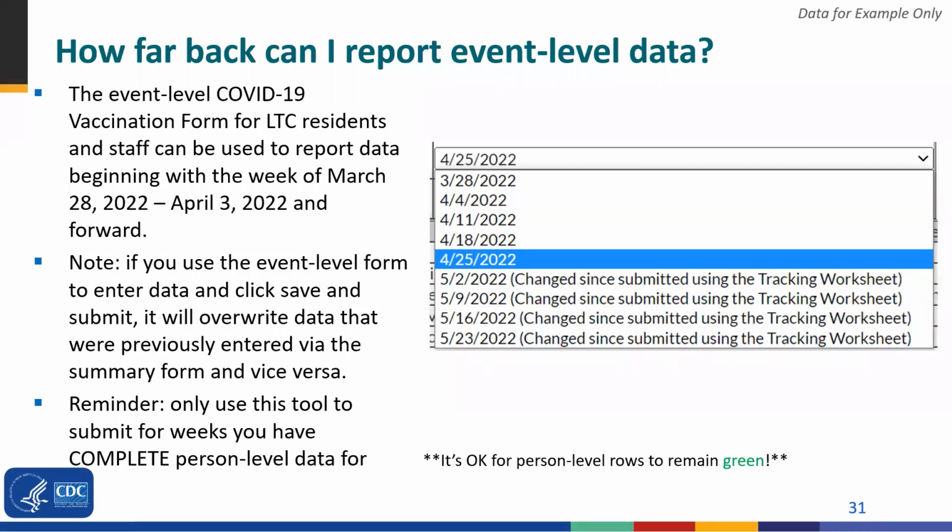So it's just really important that you only use this tool to submit for the weeks that you have complete person level information for. And it's okay for person level rows to remain green if you're just not submitting for those prior weeks because you don't have data on all of the individuals who are in the facility those prior weeks. And if someone is not sure whether they might have submitted for a week that they didn't intend to, I would recommend that you run a line list or look in that calendar view of the summary data to see what those previous weeks look like as far as totals, so you can make updates as needed.